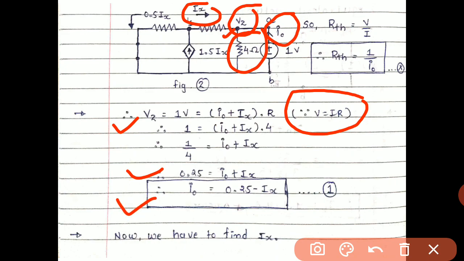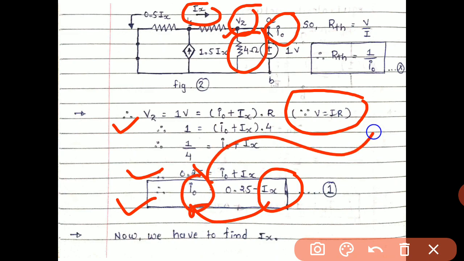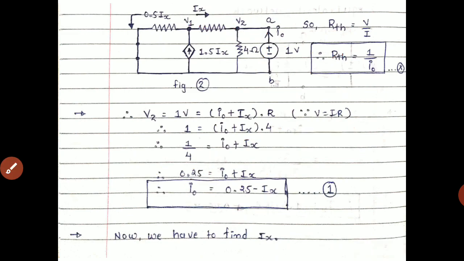So we can get I0, but we have to find the value of Ix. Once we get the value of Ix, we put I0 into RTH and get our final answer. So our target now is to find the value of Ix, which we do in the next slide.